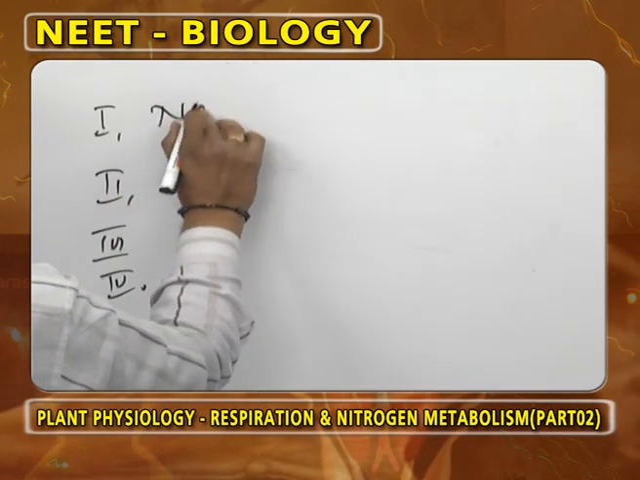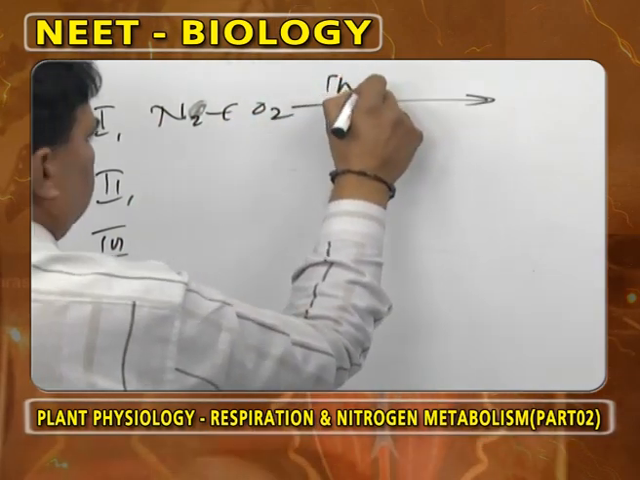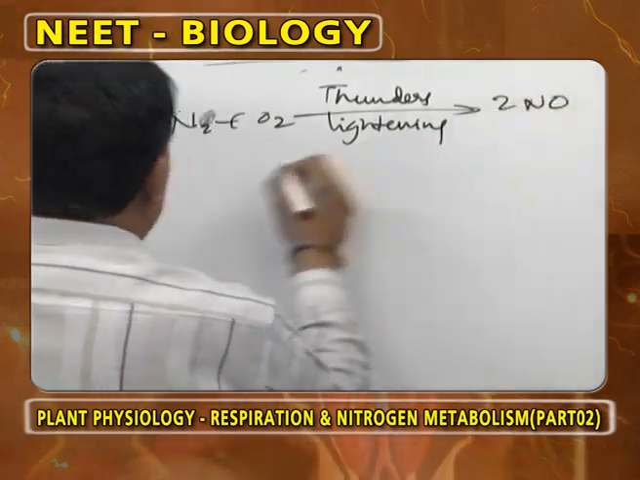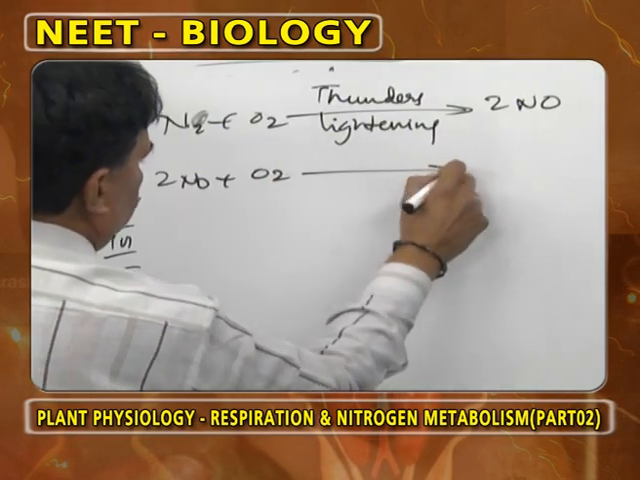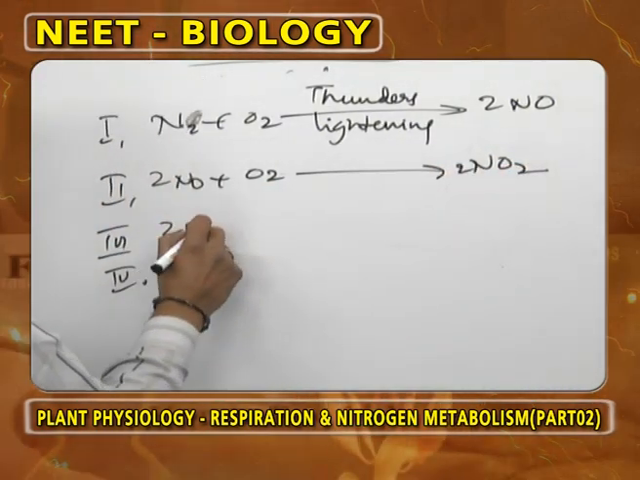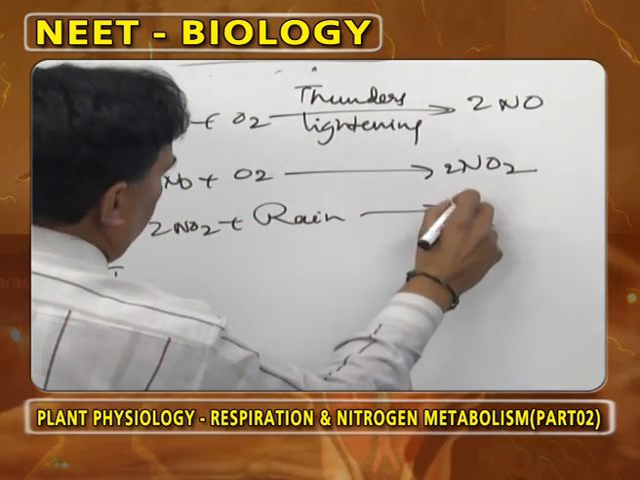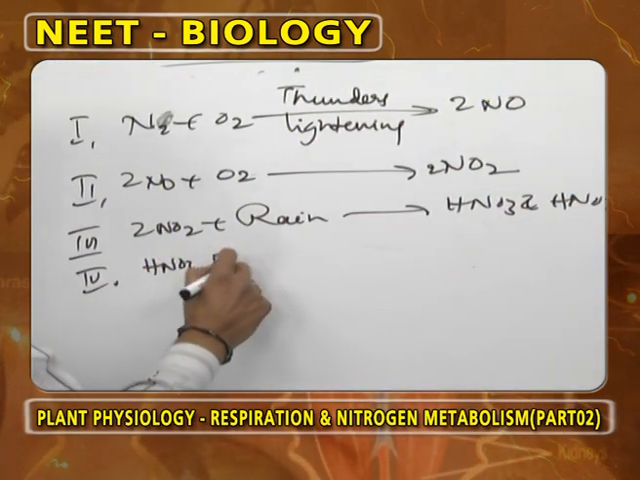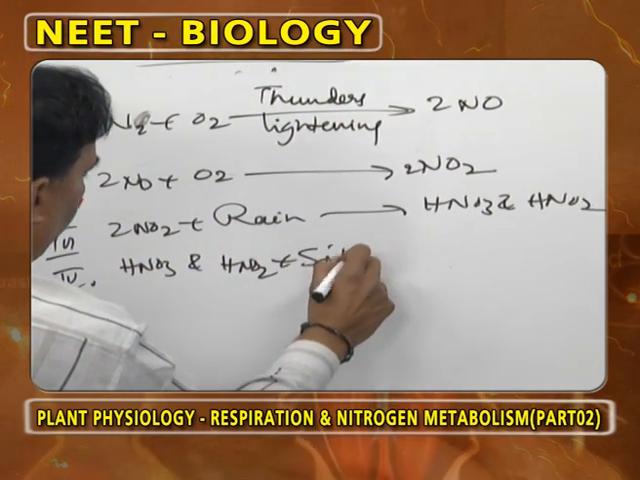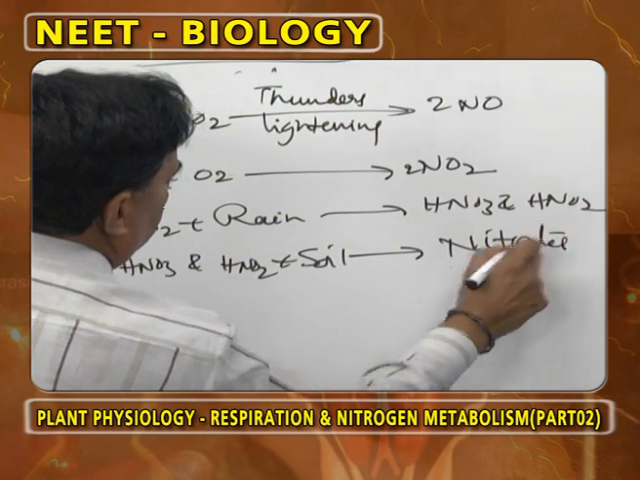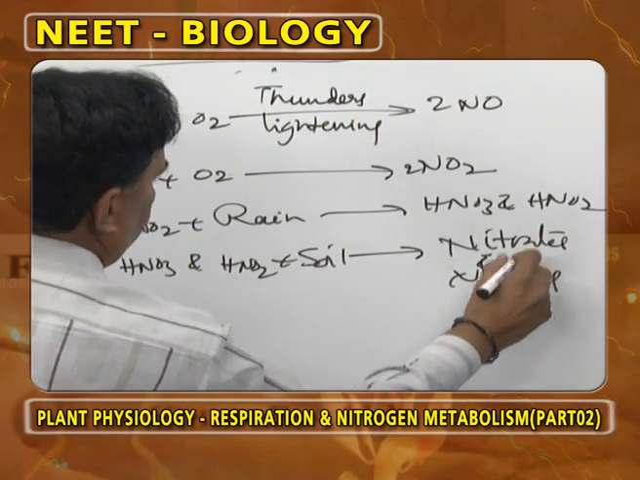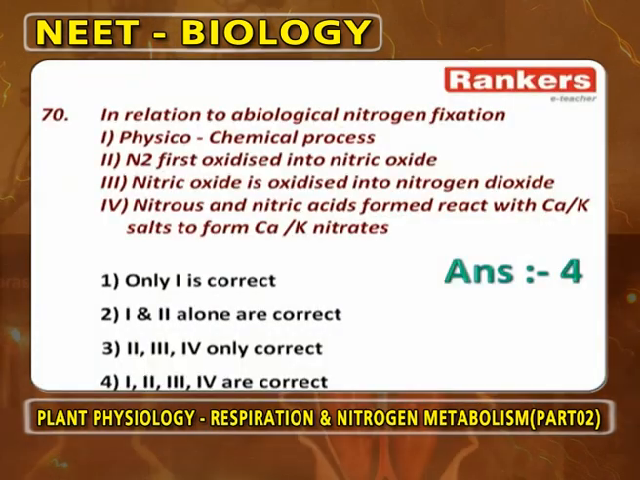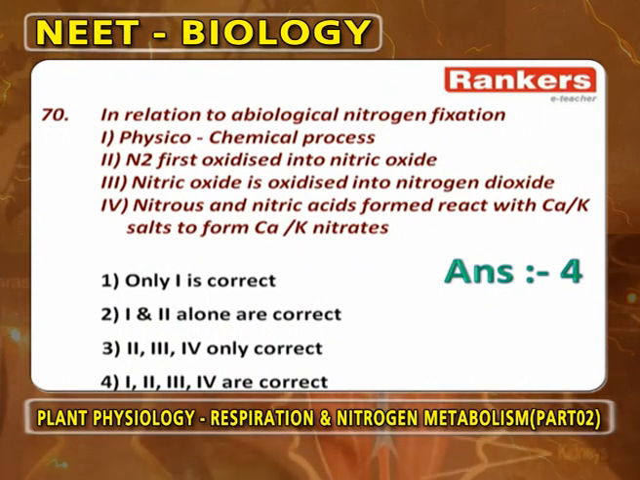First, nitrogen gets oxidized in the presence of thunder and lightning to form nitric oxide. Then nitric oxide again gets oxidized to nitrogen dioxide. Then nitrogen dioxide combines with rainwater to form nitric and nitrous acids. Fourth, nitric and nitrous acids reach the soil and combine with salts to form nitrates and nitrites. So ultimately, all 4 steps are involved in the formation of nitrates and nitrites.